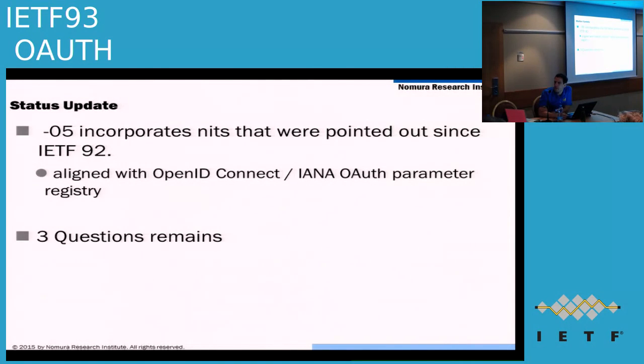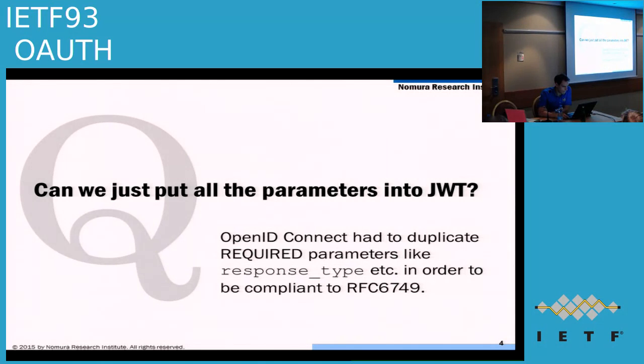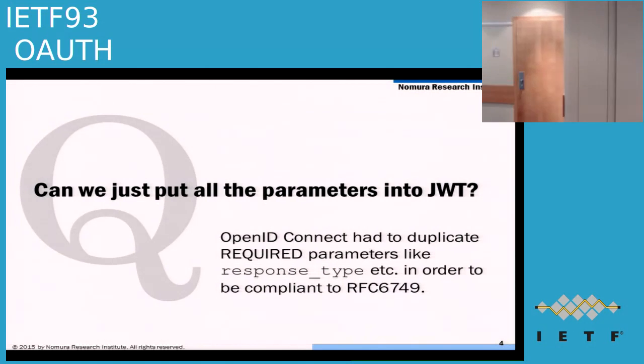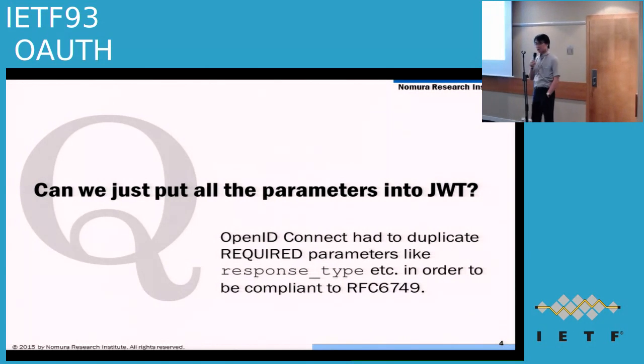In fact, this mechanism is used in OpenID Connect, but to be compliant with RFC 6749, we couldn't put everything in. Some mandatory or required auth parameters had to be kept as key-value pairs in the authorization request, for example response type. Can we just put them into this JWT and forget about putting them into the request parameter? That's my first question.